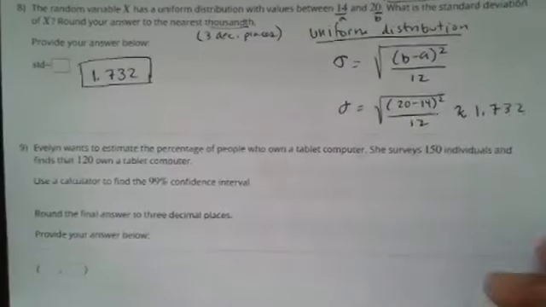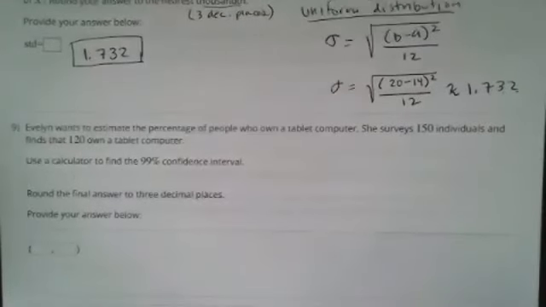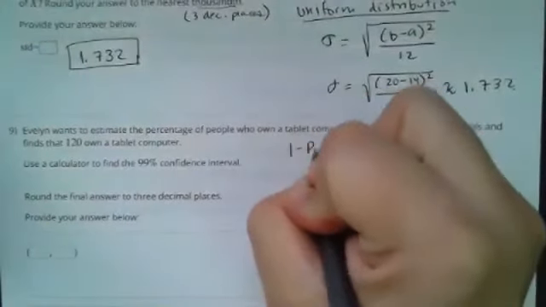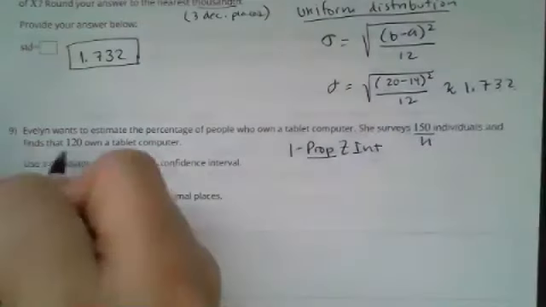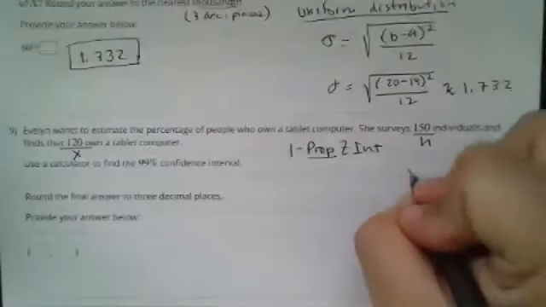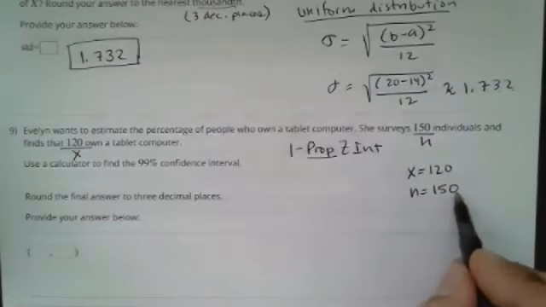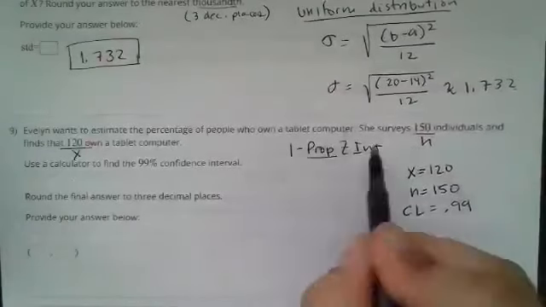All right, so then for number 9, it says Evelyn wants to estimate the percentage of people who own a tablet computer. She surveys 150 individuals and finds that 120 own a tablet computer. Use a calculator to find the 99% confidence interval. Yeah, so again, this is a one prop Z interval situation, because this is a proportion. So we have here that x is equal to 120. The number of people in the sample, or the people that are surveyed, is 150. And then we have our confidence level, which is 0.99. And really that's all you need in this function.